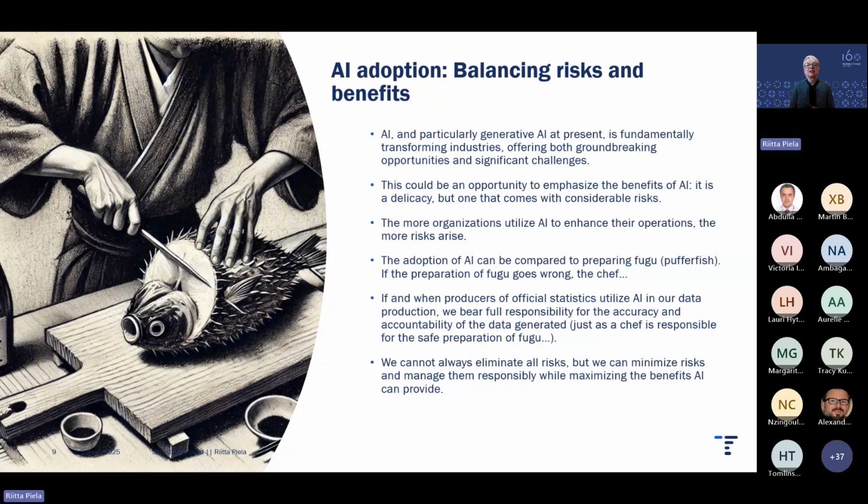So when producers of official statistics utilize AI in our data production, we bear a full responsibility for the accuracy and accountability of the data we have generated, just the same way as a chef is responsible for the preparation of fugu. We cannot always eliminate all the risks, but we can minimize risks and manage the responsibility while we are maximizing the benefits.